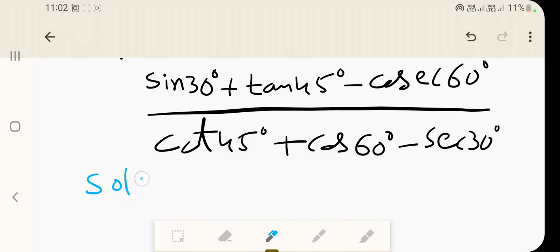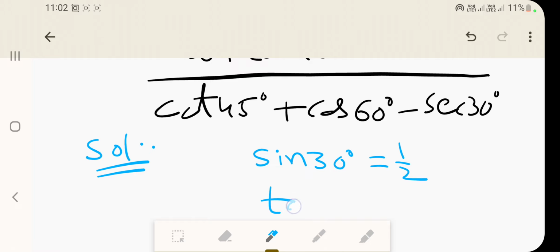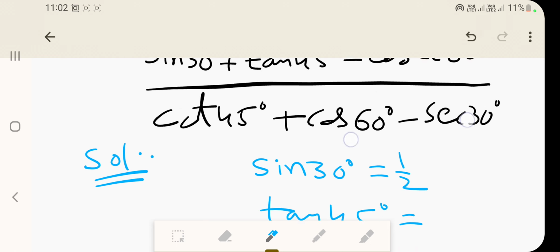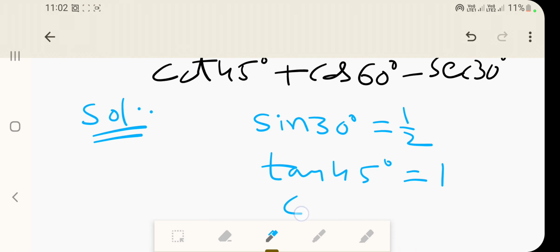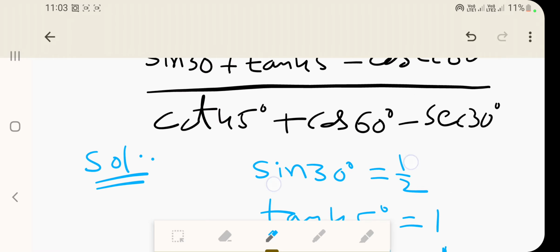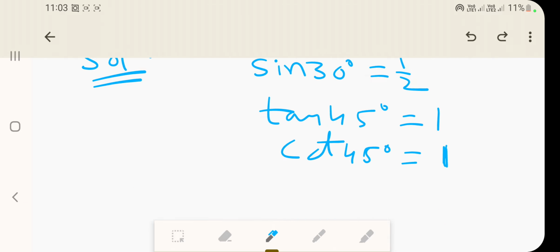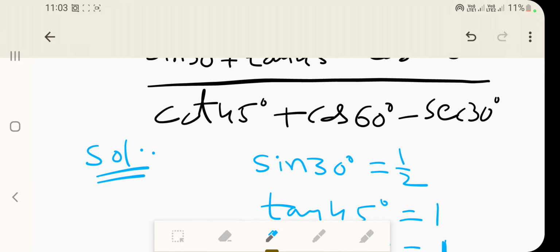Okay, here some of the values, like sin 30 is nothing but 1 by 2, that we know. Tan 45 is how much? Can anybody tell? Tan 45, it is 1. Then cot 45, it is the reciprocal of tan 45, that is 1 by 1, so it is also 1. And you can see here we have cos 60. What is the cos 60 value? Remember it? Yes, it is 1 by 2. Cos 60 is 1 by 2.